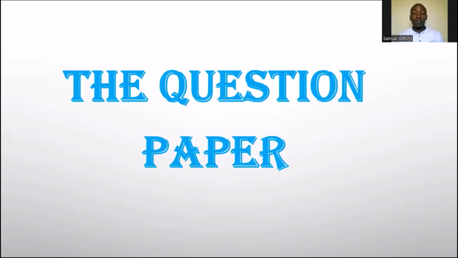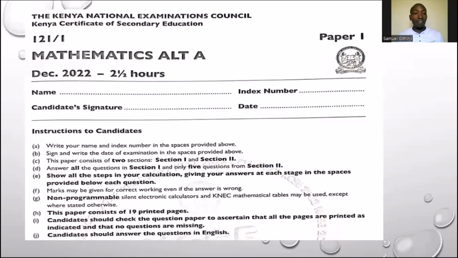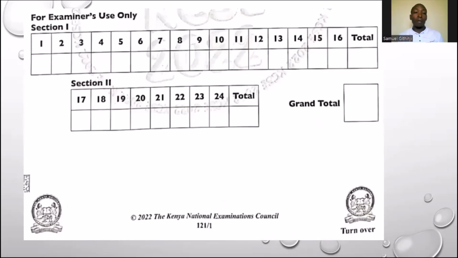We first of all go through the question paper. There is the cover page, the instructions to the students, the space where the student is to write the names, the index number, sign, and the date. Remember, this is an exam that was done last year, the year 2022, sometime in December 2022. There is the grid. As usual, this is Paper 1, so 16 compulsory questions, and 8 questions in section 2 where the student is to attempt 5.